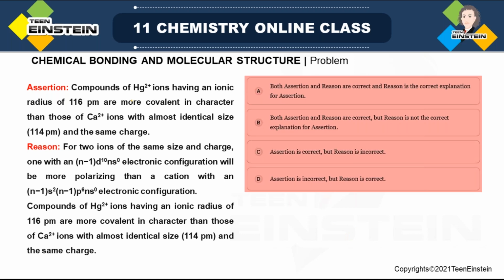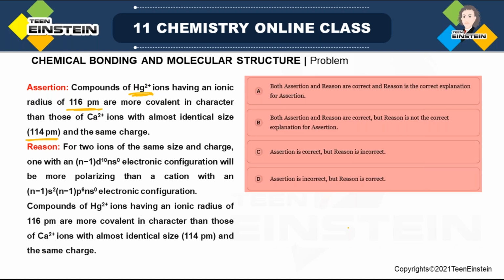In the assertion, the statement says that compounds of Hg2+ ion, which is a metal, having ionic radius of 116 pm (picometer), are more covalent in character than those of calcium 2+ ions with almost identical size. That means the charge is the same, 2+ for both, and the sizes are also the same. Don't think it will be exactly equal; it is more or less equal. So it means identical size. This information is given in the assertion.